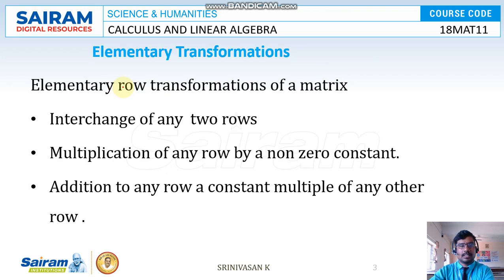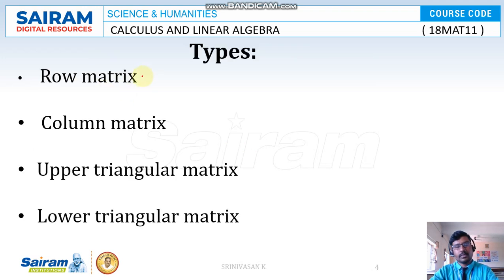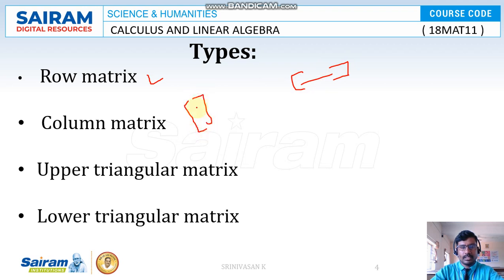So next we'll discuss the types of matrix. What are the types of matrix? First one is the row matrix. This is all basic concepts you already studied in the lower class, so once again we recollect the concept. A row matrix: if the matrix contains only a row of elements, it is called a row matrix. A column matrix: if the matrix contains only a column of elements, it is a column matrix.